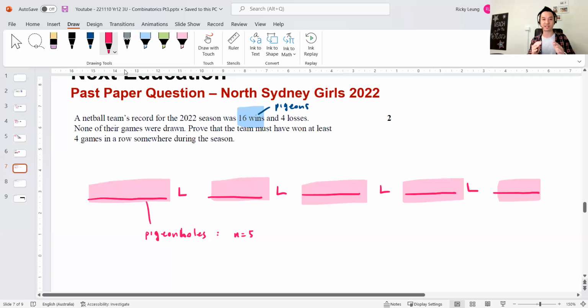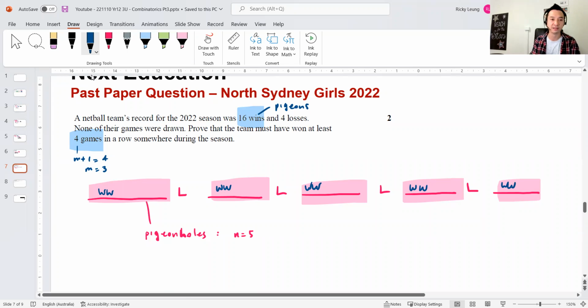Because that would represent the number of consecutive wins, right? So what that means is if I have 5 holes to place and I'm placing 16. So for example, I could go 1, 2, 3, 4, 5, right? 6, 7, 8, 9, 10, etc. So 4 games in a row, guys, this is the number of layers plus 1, right? So this is my M plus 1. In this case, M is 3, right?